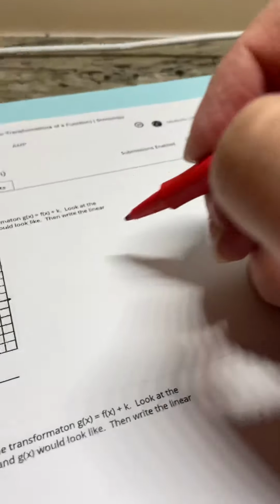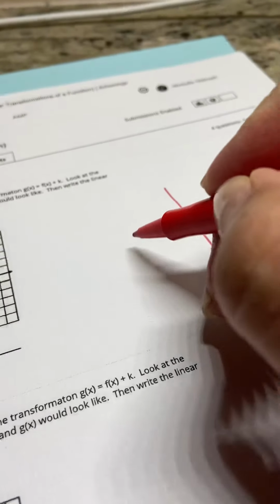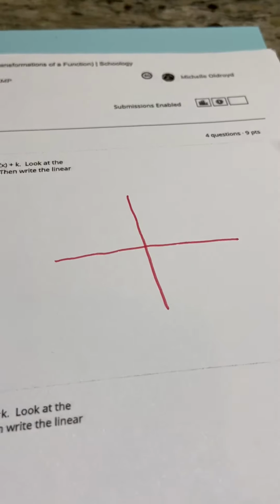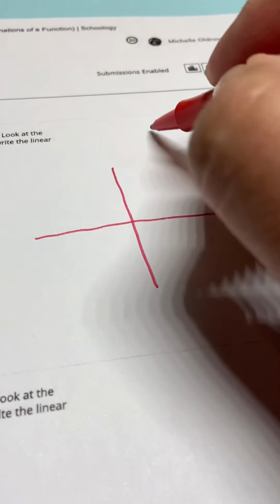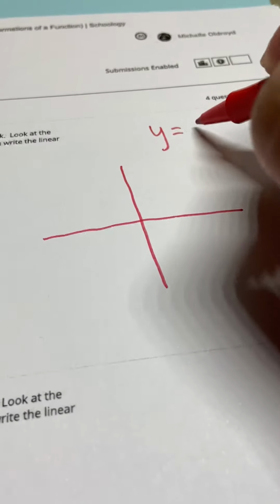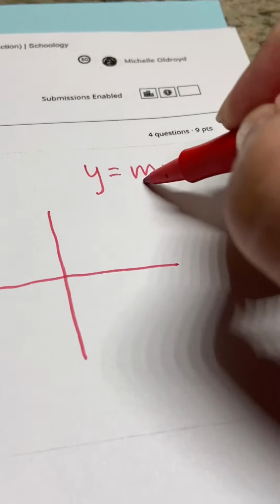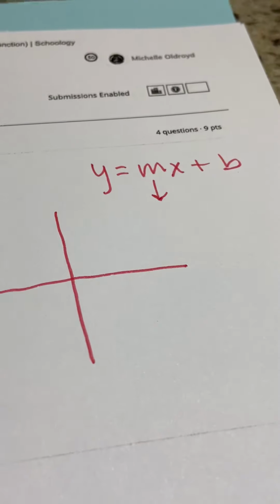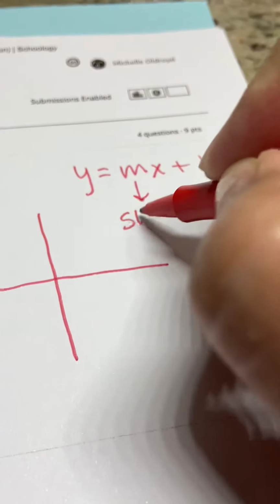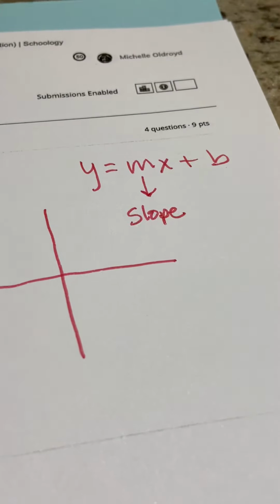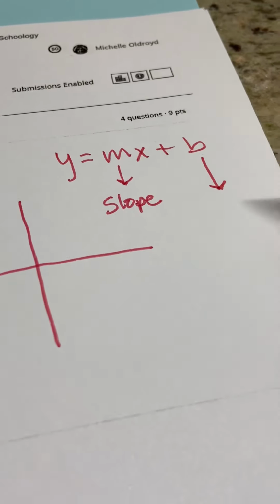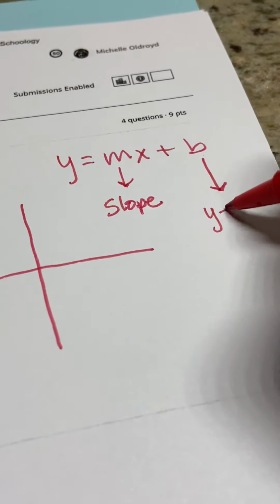So let's start when you're just graphing something. So here's a graph, and you're gonna get an equation that's in this format: y equals mx plus b. Whatever is in the m spot tells you the slope, and whatever is in the b spot tells you where it's going to cross the y-intercept.